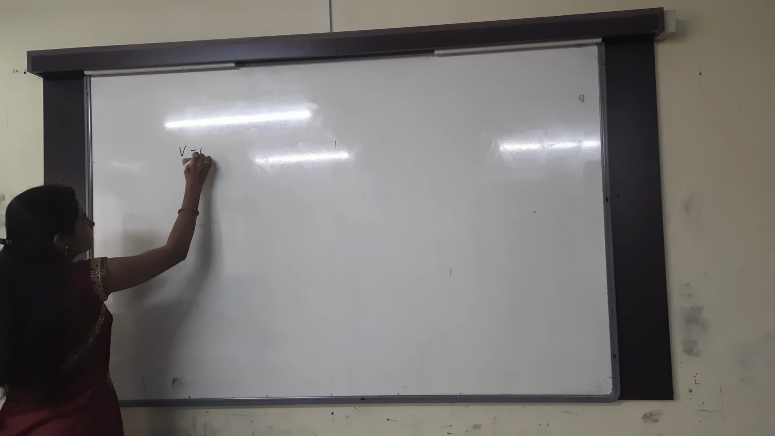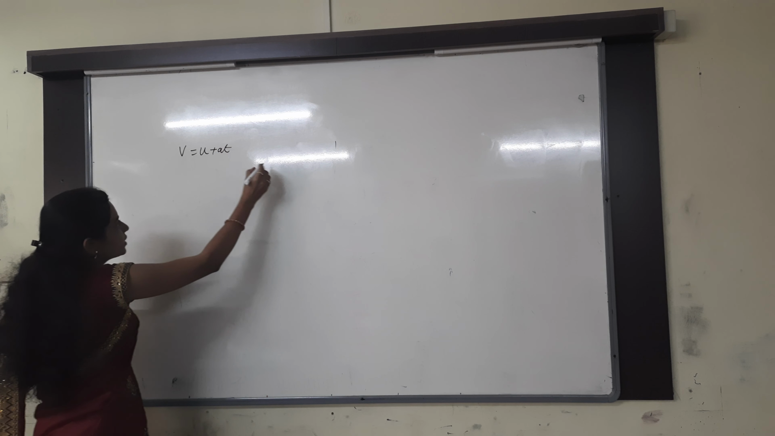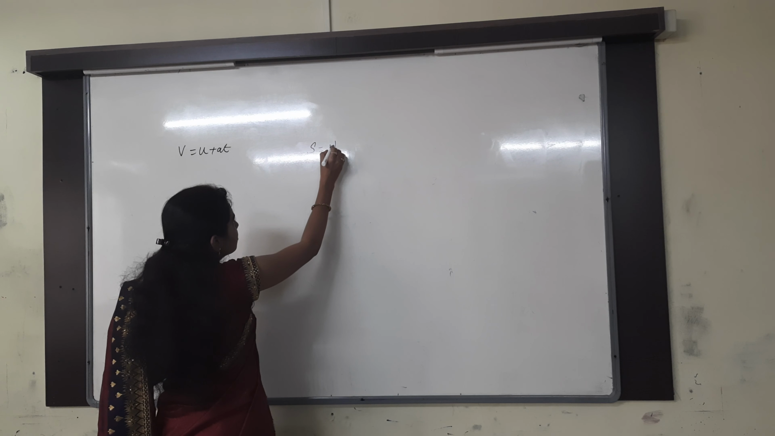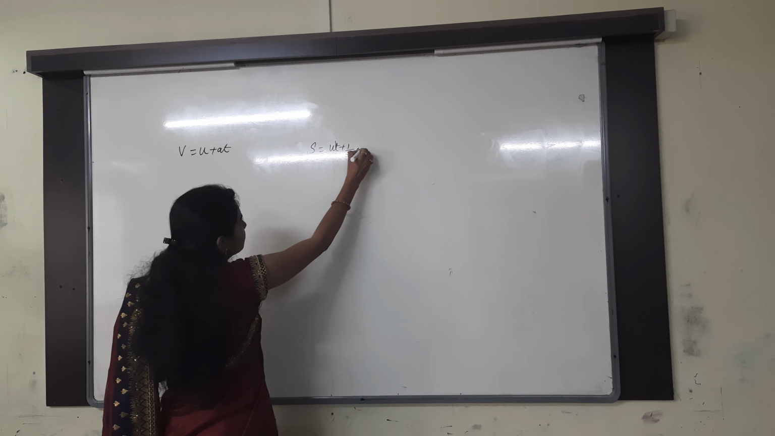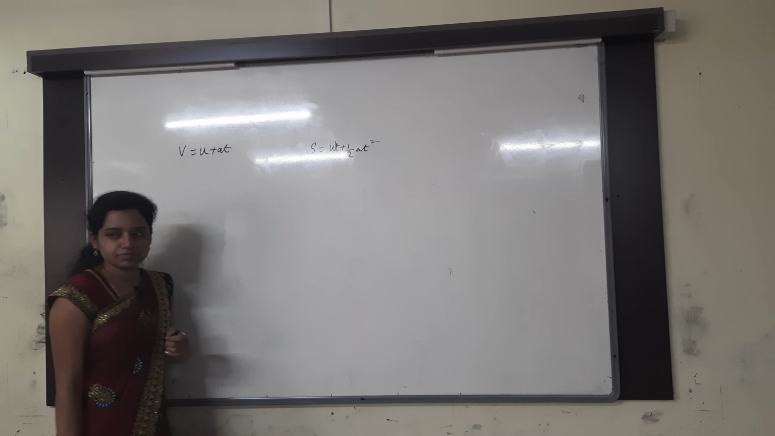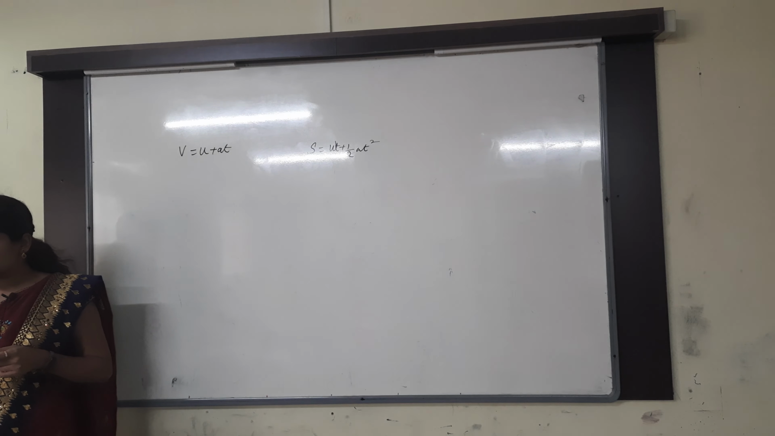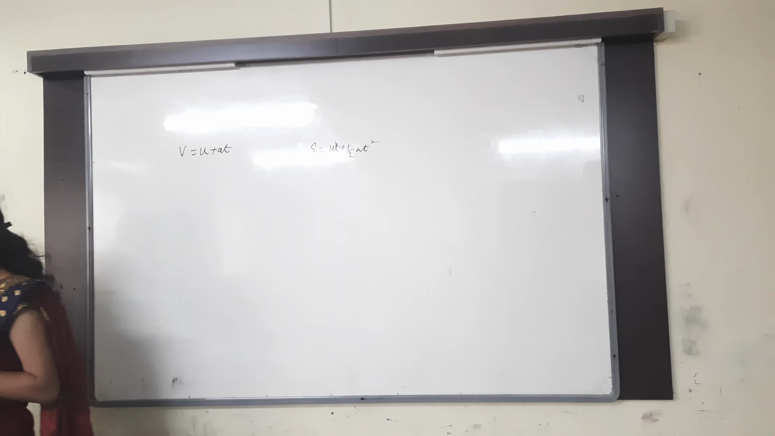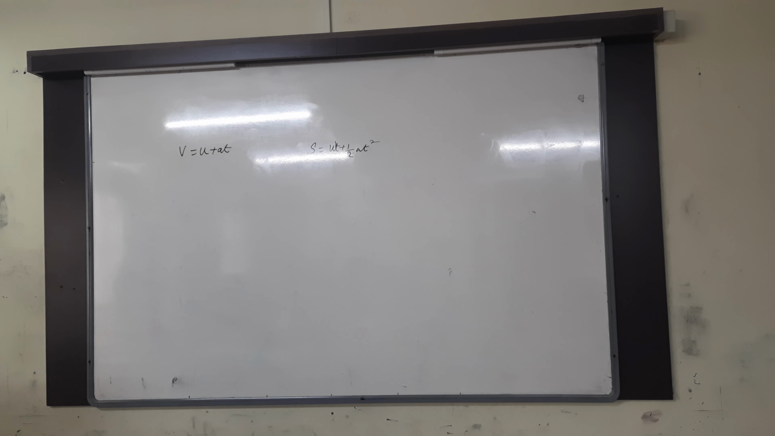Use these formulas: v equals u plus at, then one more, s equals ut plus half at square. You can get the answer. In the vector form only you will get the answer again. Yes, correct only. Then do displacement also.